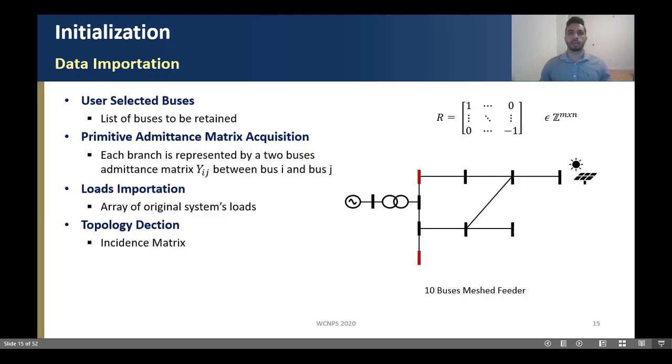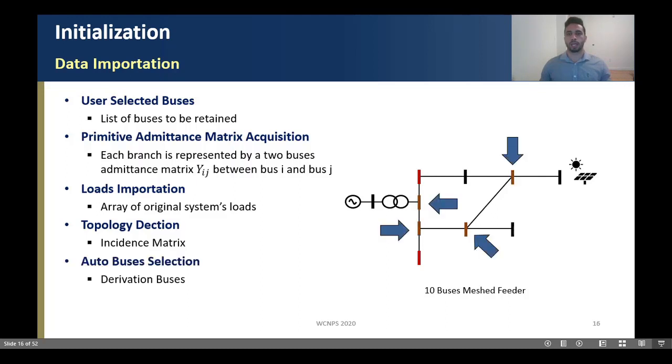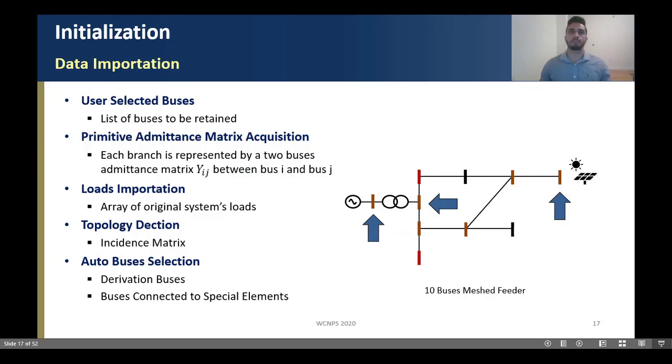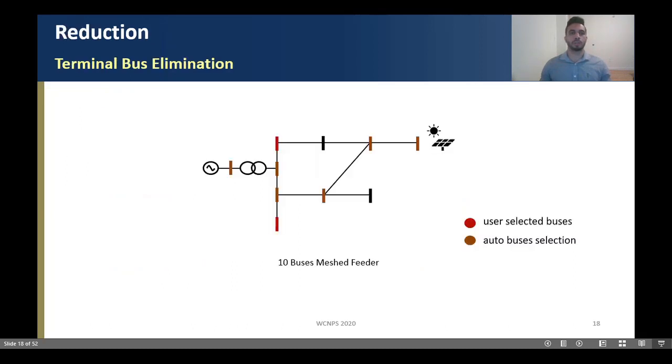After all data is imported, we perform an auto bus selection that selects all derivation buses of the system. Derivation buses are buses that are connected with more than 2 branches. We also auto-select some buses that are connected to special elements such as transformers, regulators, generators, inverters, and others. So now our system is ready to be reduced.